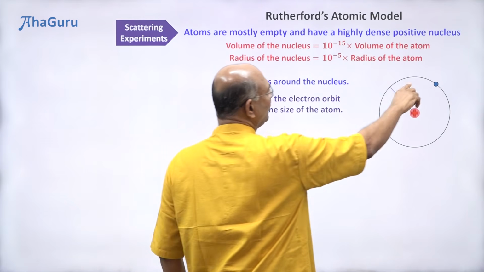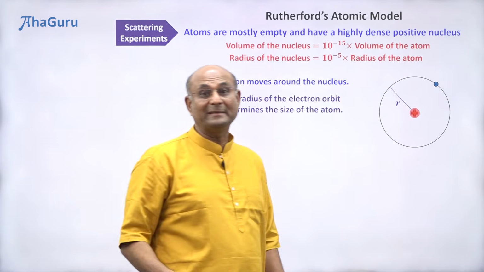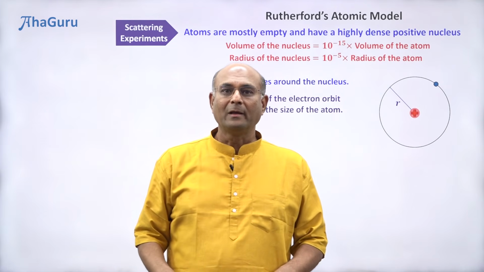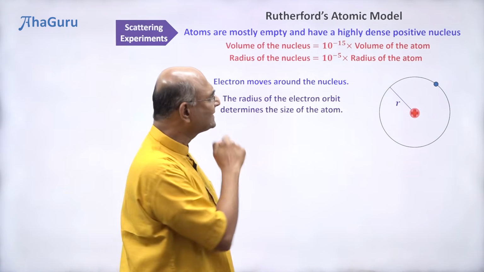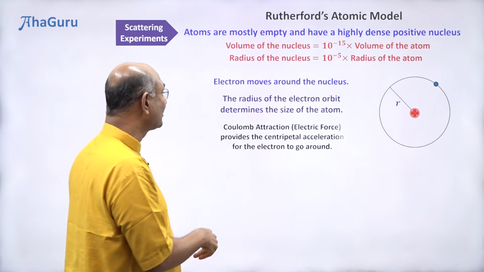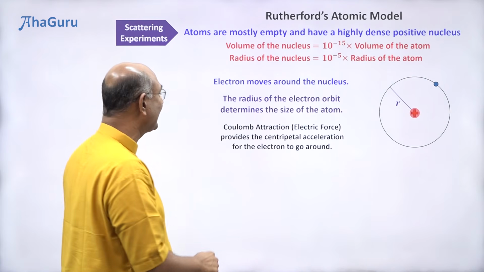Now, if the electron is going around in a circular orbit, it must have a centripetal acceleration, which means there must be a centripetal force acting on it. What provides the centripetal force? Electric force, of course, right? Coulomb attraction, which is basically electric force.